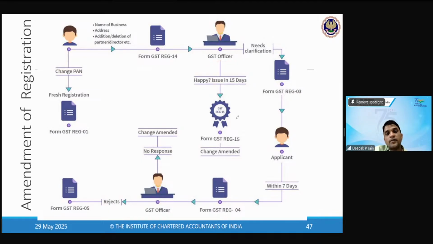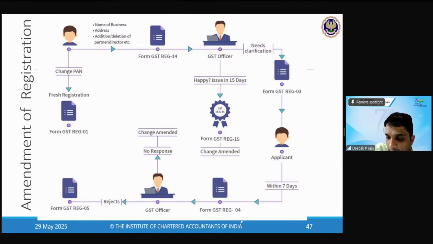If there is no clarification, you will get a fresh form REG 15, which says the changes are amended. If he's not satisfied, then he will need a clarification. He will give a notice in REG 03. It will come to the applicant. He has to reply within 7 days. If any question comes regarding amendment, you will get a time of 7 days.